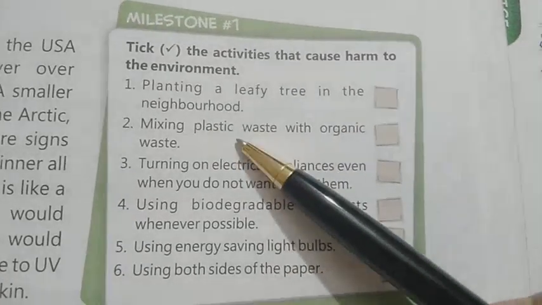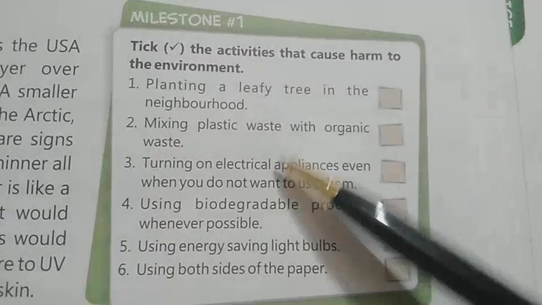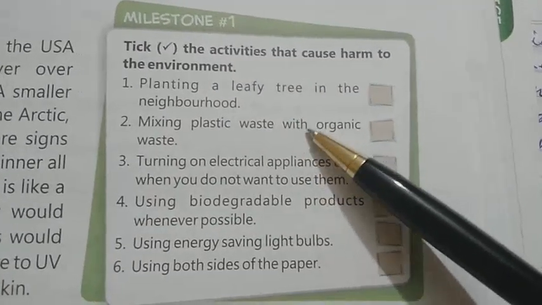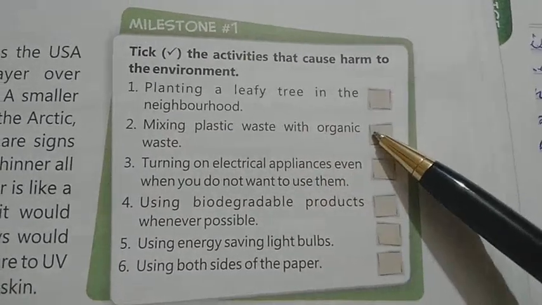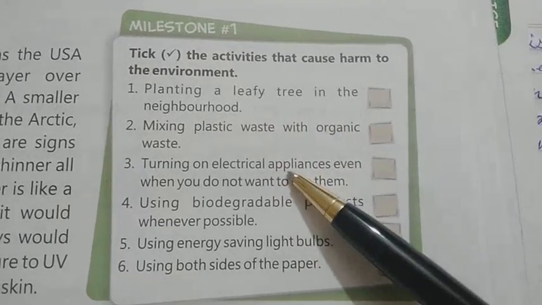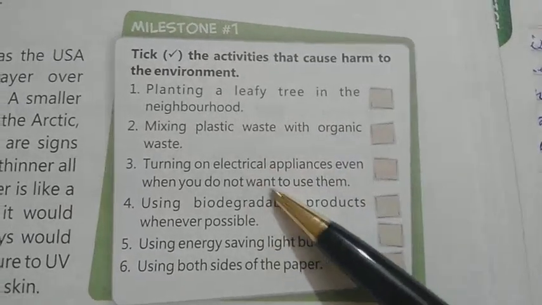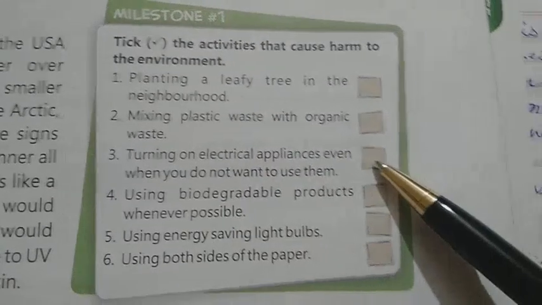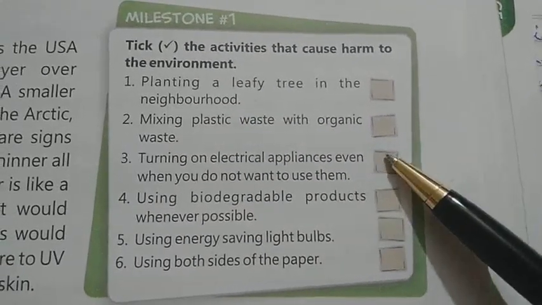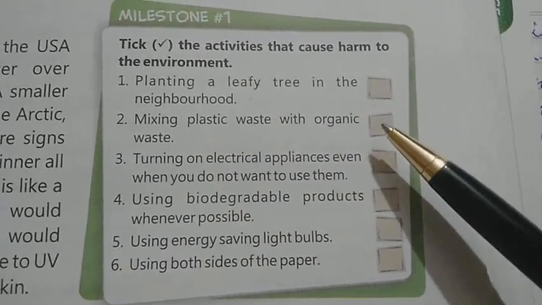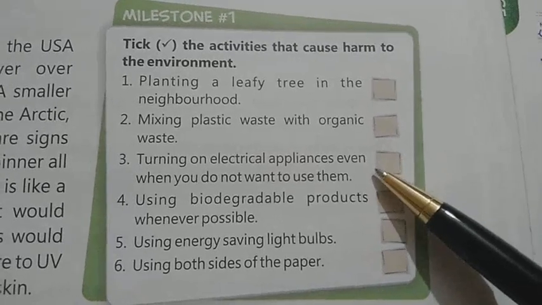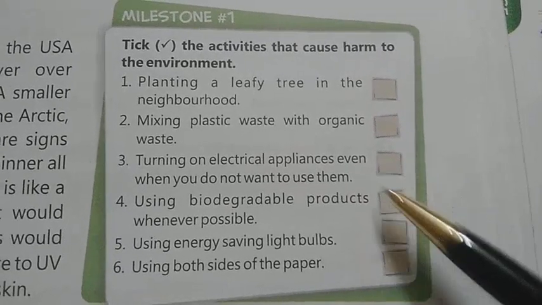Mixing plastic waste with organic waste. It is harmful for the environment. So take here. Turning on electric appliances even when you do not want to use them. Yes, it is very harmful to the environment because misuse of electricity causes pollution.